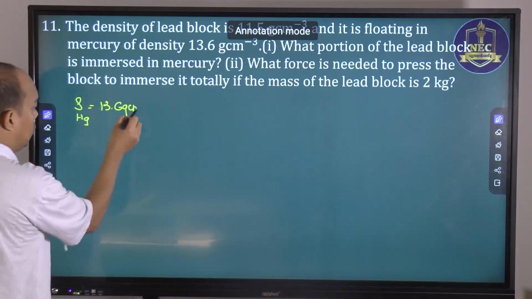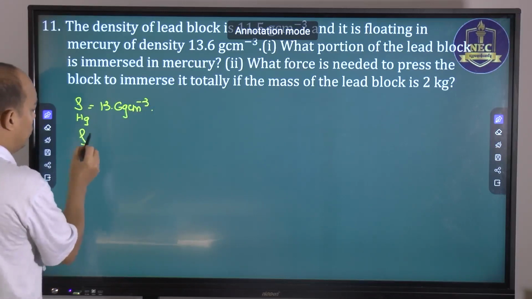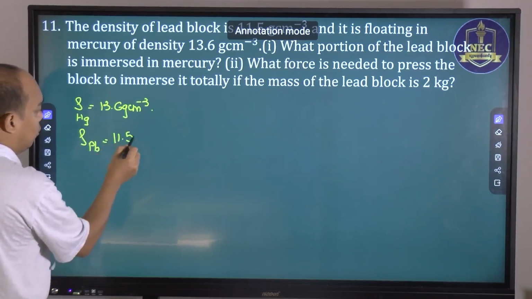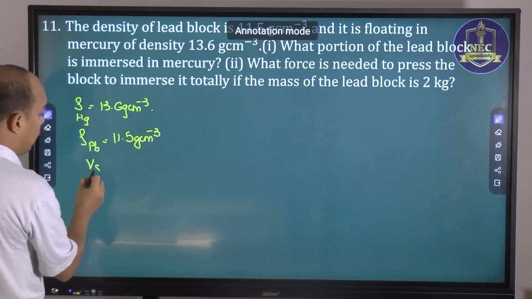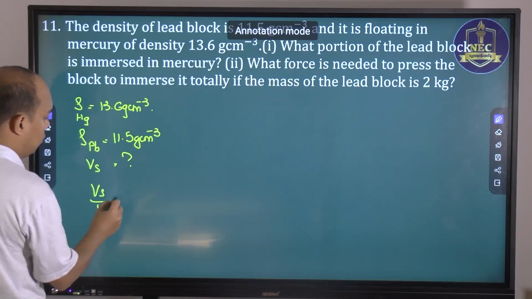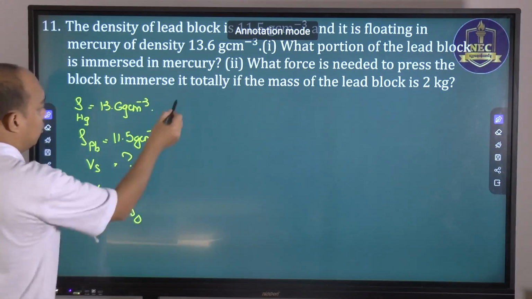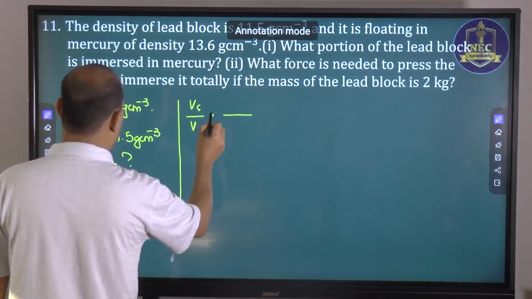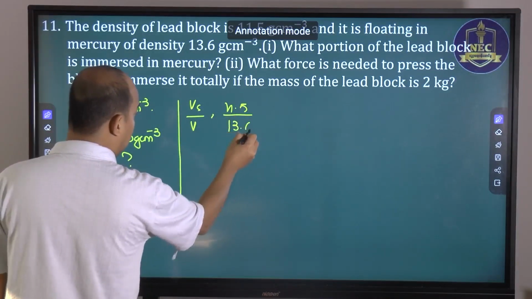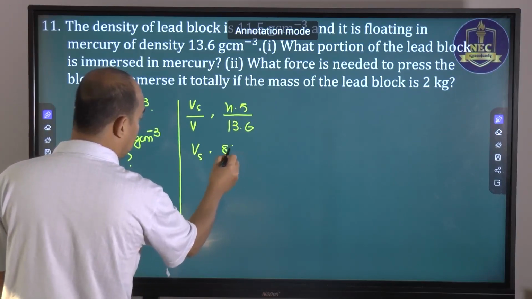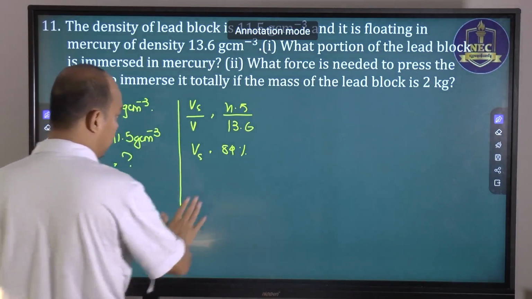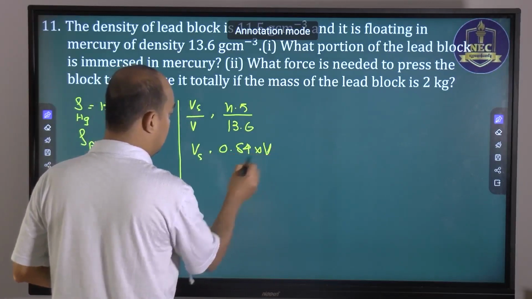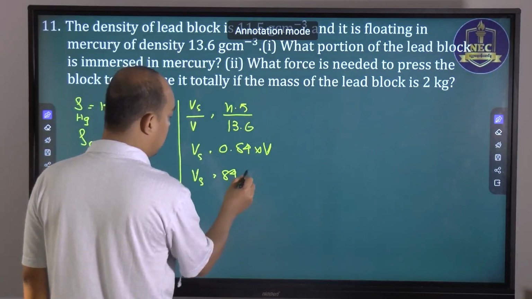Rho of mercury is 13.6 gram per centimeter cube. Rho of the block is 11.5 gram per centimeter cube. Rho of the block by rho of mercury is 11.5 by 13.6, which is 0.84. So it will be at 84% into the mercury.